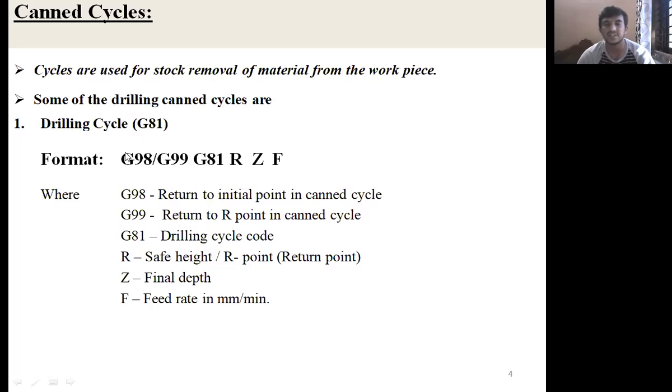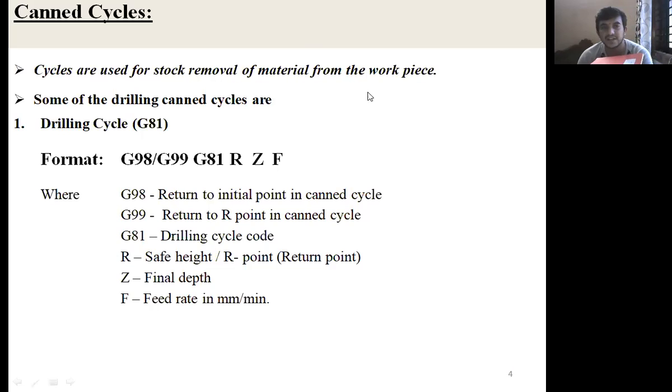What does G98 mean? Before doing the drilling operation, first move the cutting tool from the home position to the workpiece origin, to the initial location. That is the initial height, what we call the initial point for the canned cycle, or safe height for the cycle. Instead of G98, you can use G99 also. Whenever G99 is used, you should give the R value. R value should be any positive value. It's a reference value, also similar to a safe height. R point is nothing but the return point or safe height. You should give a positive value.